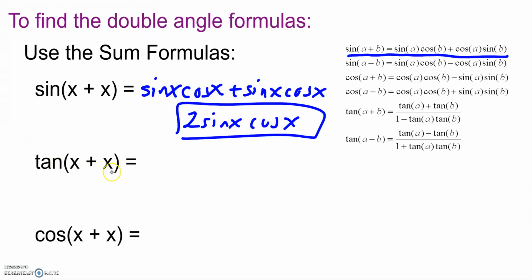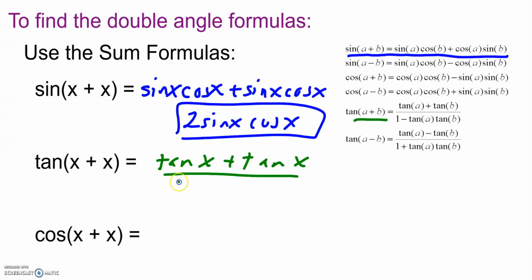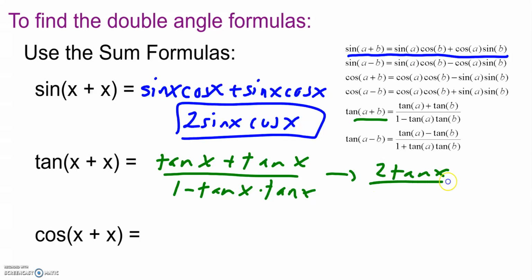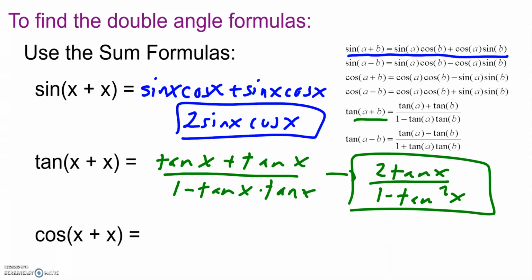If I want to find the tangent one, let's do tangent of an angle plus an angle. That is the same as tangent of the first angle plus tangent of the second angle, which is also x, over 1 minus tangent of the first angle times tangent of the second angle, which is all x. If I reduce that, tangent plus tangent is 2 of them, and tangent times tangent is tangent squared, which is the identity that I showed you earlier. Take a look.